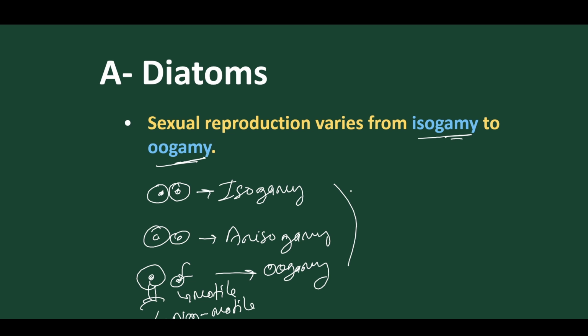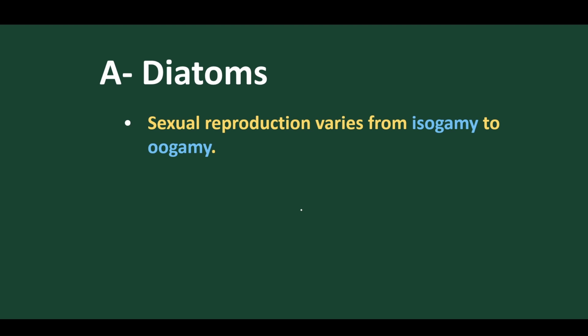So three modes of sexual reproduction are present. The gametes are of the same size, or the gametes are of different sizes, or one is motile and the other is immotile. This last type is called oogamy. Irregular gamete size is called anisogamy, and regular gamete size is called isogamy. So this is the sexual mode of reproduction.